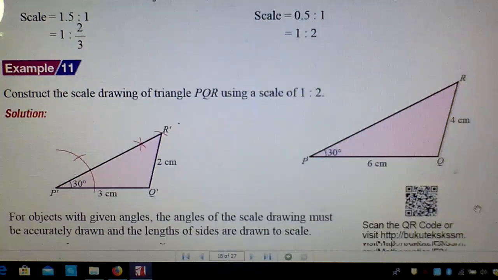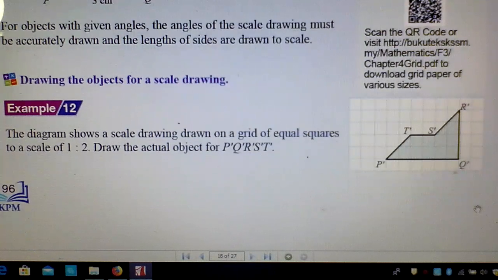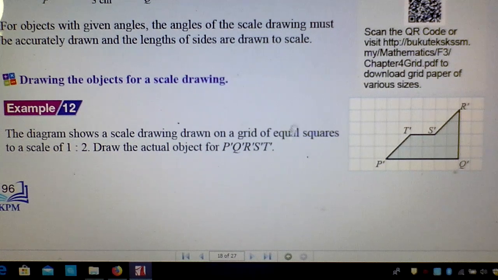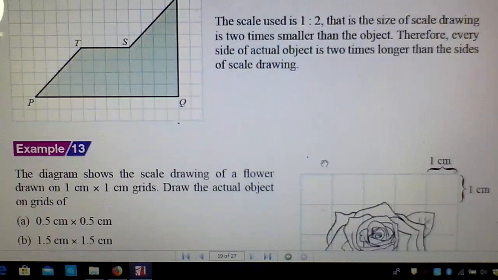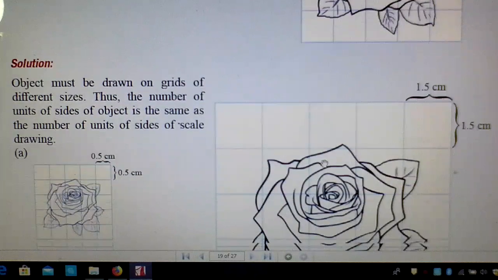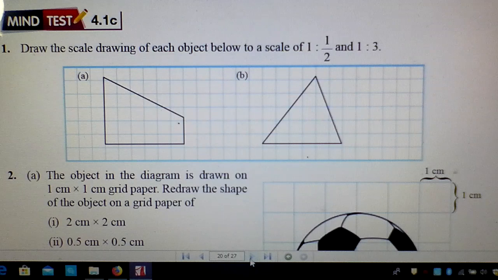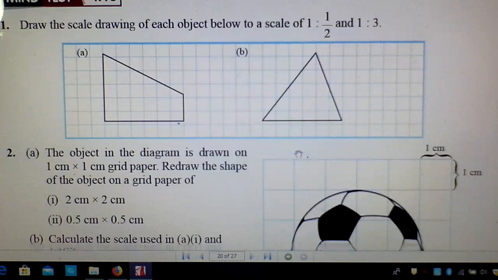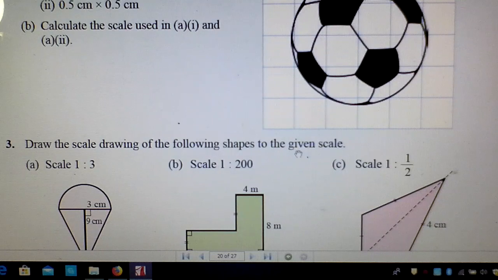Okay, example 11. Drawing object for scale drawing. This is example 12. Draw the actual object. You just twist the question, but you still use the same formula. So you can try to understand all the examples and try to answer all the questions given to you in the Google Classroom. If any problems, then we will discuss later. Okay, that's all.